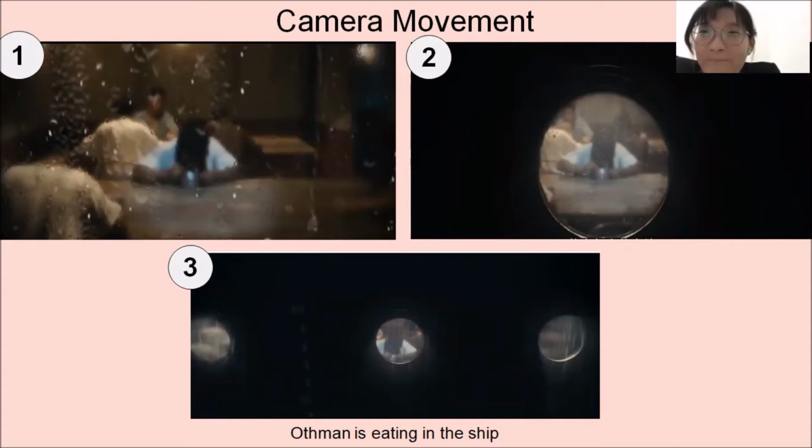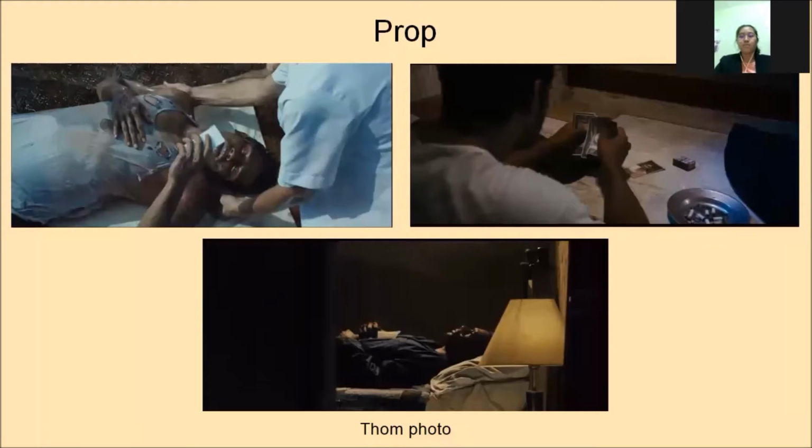The next element that we want to share is camera movement. As we can see in the first picture, the camera is shooting Oman eating on the ship peacefully, and after that, the camera zooms out, and we can see the outside is raining heavily, and Oman becomes smaller and smaller on the screen. It expresses that something bad and unknown will happen, and it also expresses that people are weak and small when facing unknown disaster.